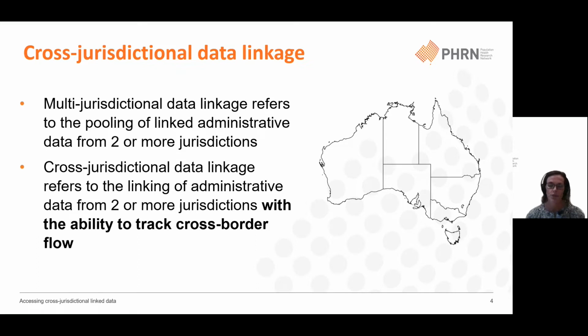So what cross-jurisdictional data linkage allows is for the researcher to be able to track cross-border flow between jurisdictions. And this is important because Australia's population is mobile and there's significant cross-border flow. So cross-jurisdictional data linkage refers to the linking of administrative data from 2 or more states or territories or any jurisdiction with the Commonwealth. And the researcher wishes to take into account individuals who have records in multiple jurisdictions.